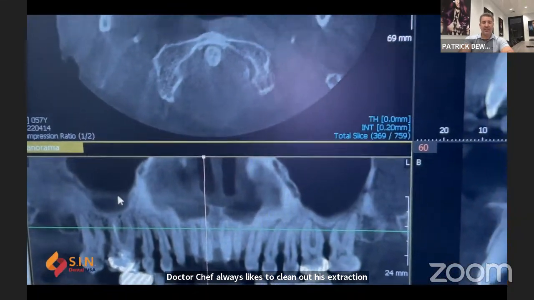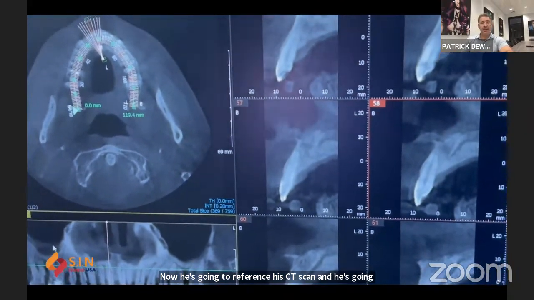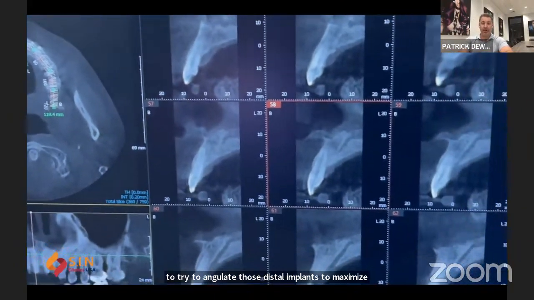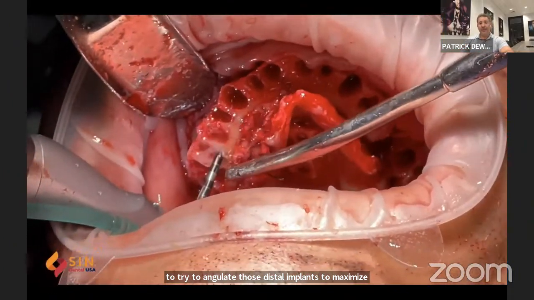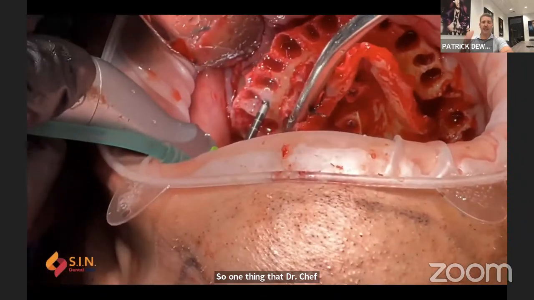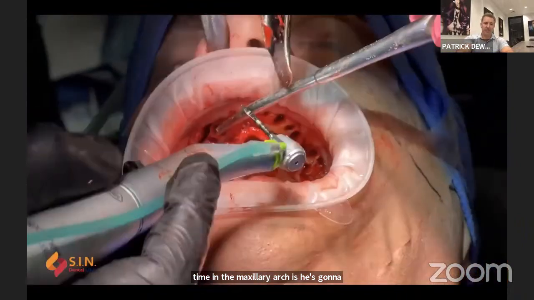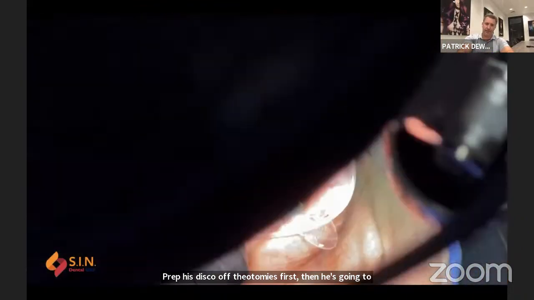Now he's going to reference his CT scan, and he's going to try to angulate those distal implants to maximize his AP spread. So one thing that Dr. Sheth does almost every single time in the maxillary arch is he's going to prep his distal osteotomies first, then he's going to split the difference in the anterior.